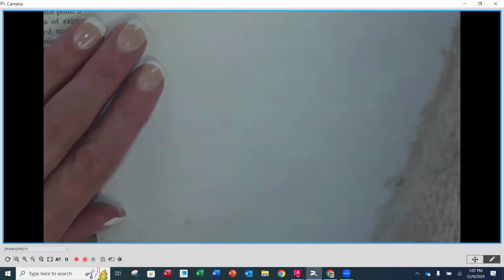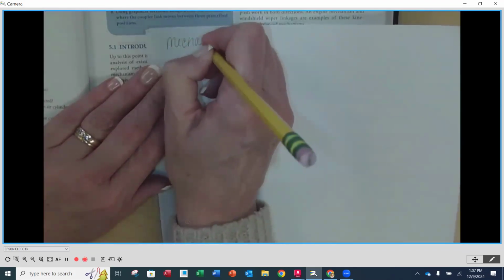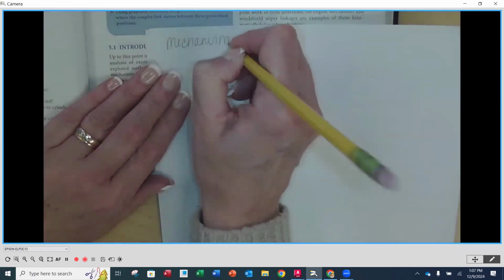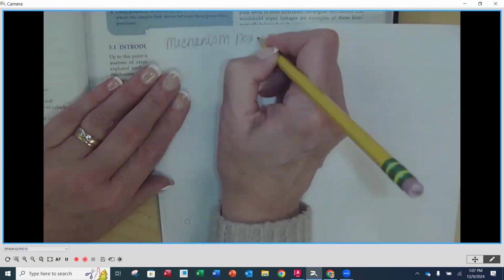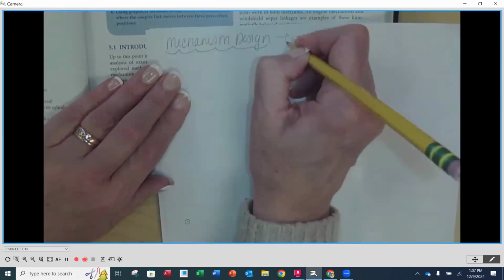So I'm going to start by going out here a little bit. This is going to be my mechanism design equation sheet, okay? And I'm just going to say that this is chapter 5. We do a lot of equation sheets. I think it's nice to, number one, bring them together in one place so you don't have to be paging through. But also as we write these out, I think they stick in your mind a little bit better too.